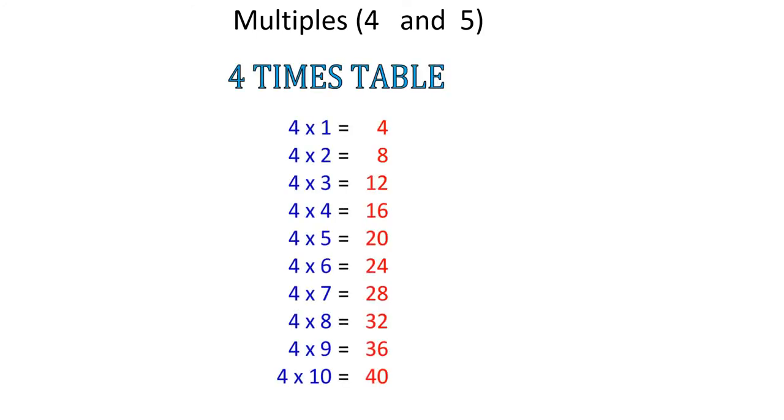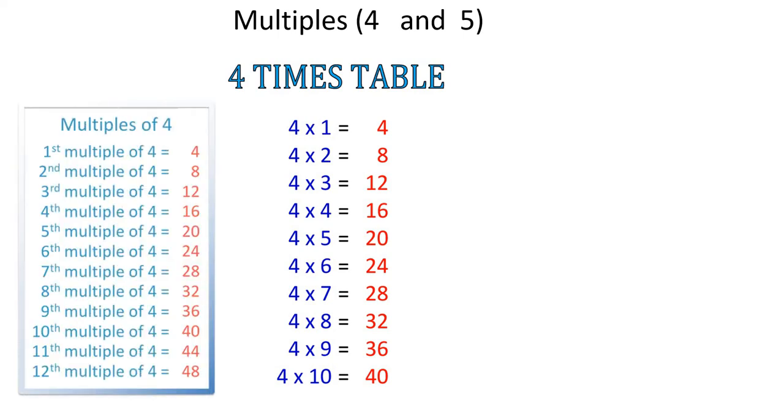Now I want you to remember, or memorize with me, the multiples of 4 and 5. I will write them down for you. This is the 4 times table. When I multiply 4 with another number, I will have the answer. All these are multiples of 4: 4, 8, 12, 16, 20, 24, 28, 32, 36, and 40.